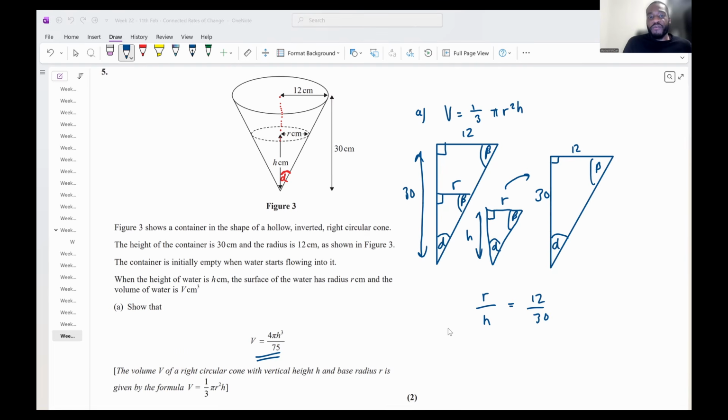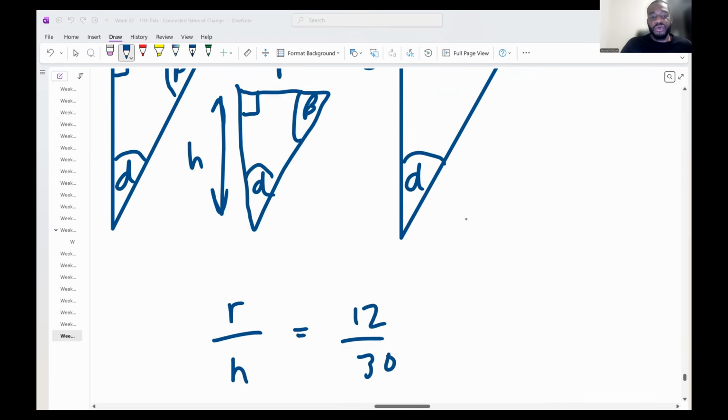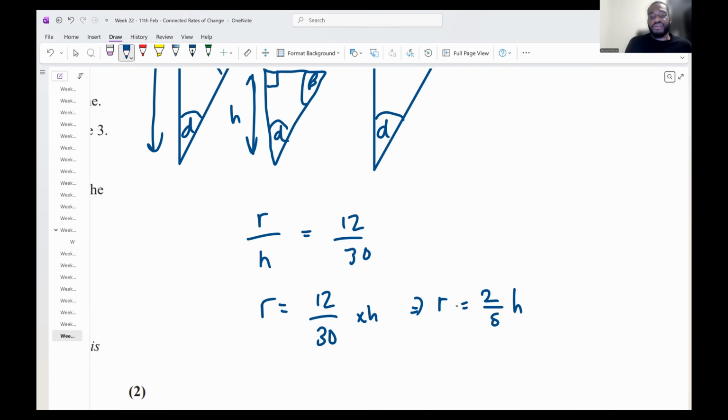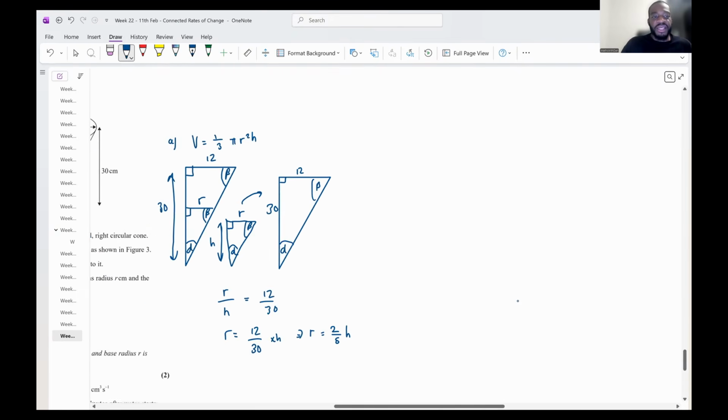So from here we've got our equation with r in it. We can use algebra to get r in terms of h and then plug it into V. So doing that, I'm going to times up by h. I'm going to have r is equal to 12 over 30 times h. Divide top and bottom by 6, and I'm going to have 2 over 5. So r is equal to 2 fifths h, and then I can plug that into V.